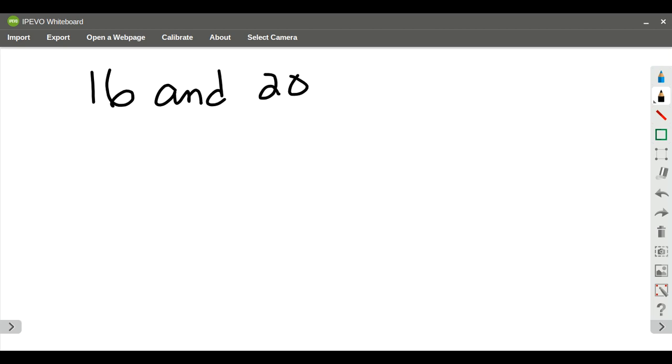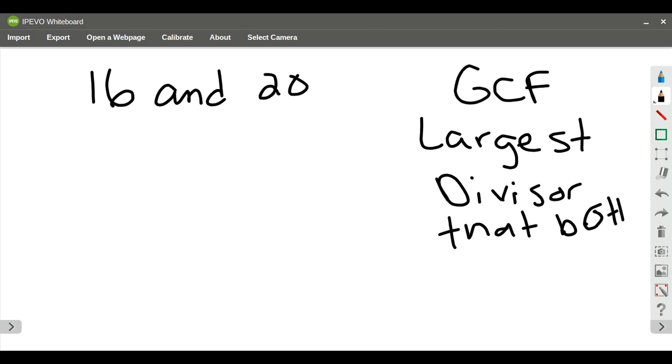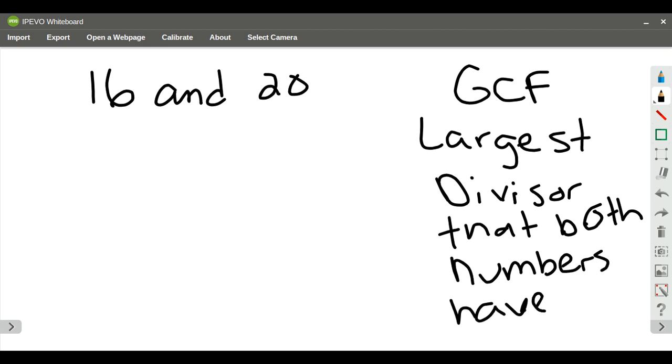So if you recall, the greatest common factor, or GCF, is really the largest divisor that both numbers share. So when I talk about factoring, I'm really talking about dividing out. So it's the largest divisor that both numbers have in common. The first ones that we're going to look at are 16 and 20.